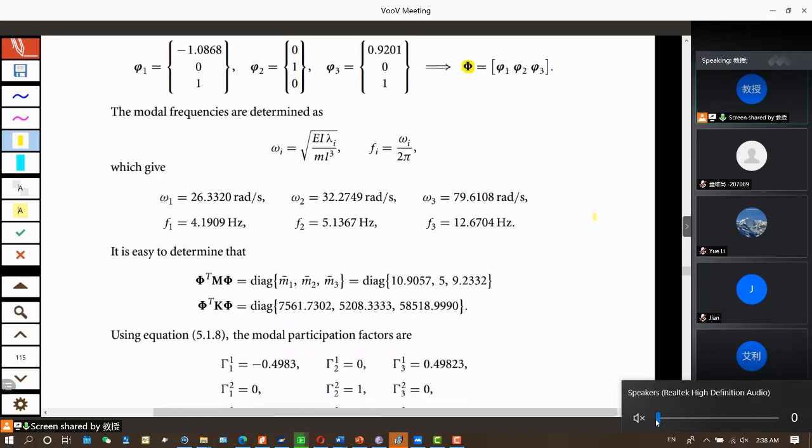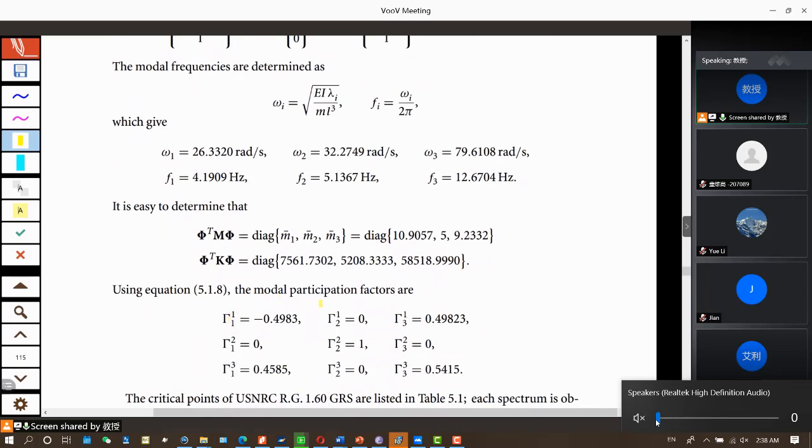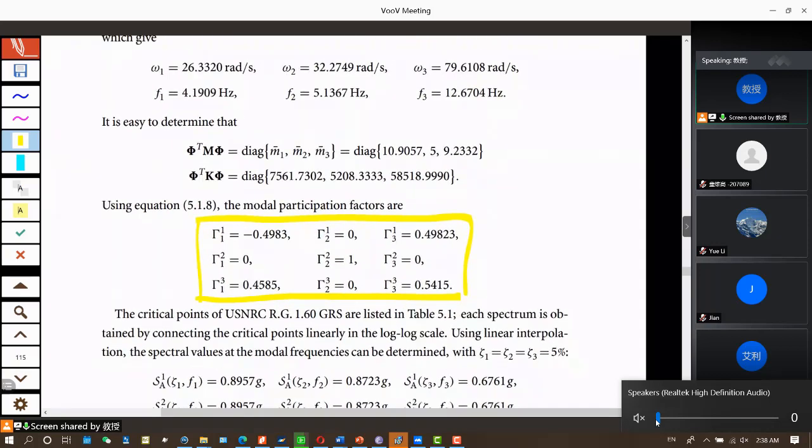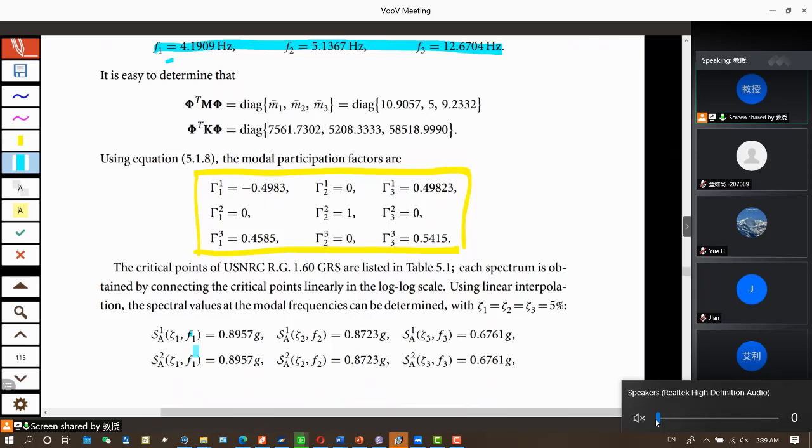Okay, now because we have the frequencies, we can find the spectral acceleration. Okay, so zeta, all three modal damping coefficients are 5%. Okay, so we evaluate. This is horizontal 1, horizontal 2, and this is vertical. Okay, so for all three frequencies, we find the value.